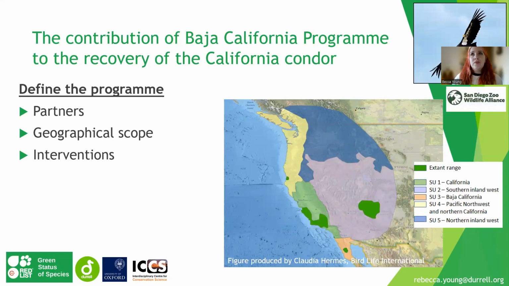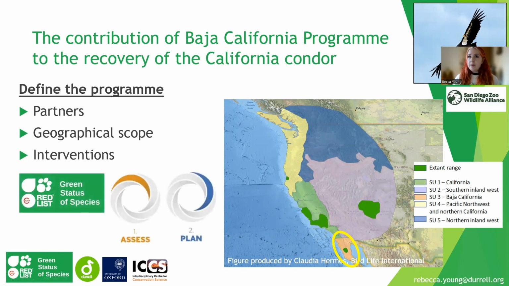Really crucially in this program level assessment, the first part is defining the program. So we need to think about all of the partners involved: who has contributed to the work and needs to be acknowledged as part of it? What is the geographical scope of the program? And what kind of interventions are involved? As part of the program assessment, these are all recorded. For this particular example, the geographical scope is this area of Baja California down the bottom here. And this is where I initially see some alignment.